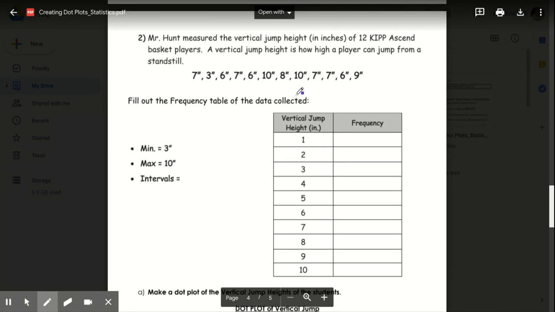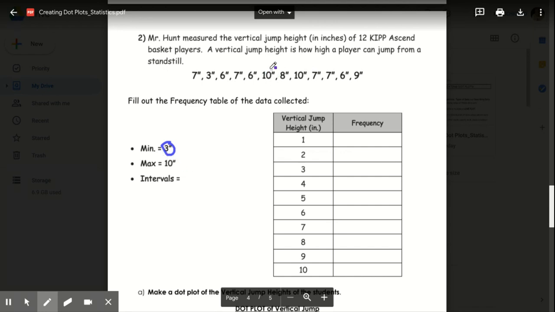So first of all, what is my minimum value? What is the lowest value here? Looks like the minimum is 3. Put that there. Okay. Now I'm doing the min and max because I need to figure out what the range of my number line is going to be. Am I going to go from 1 to 12? Am I going to go from 1 to 100? Okay, what is my max?